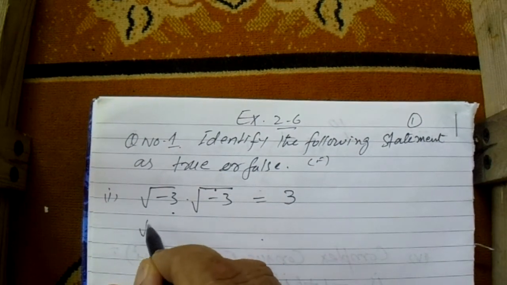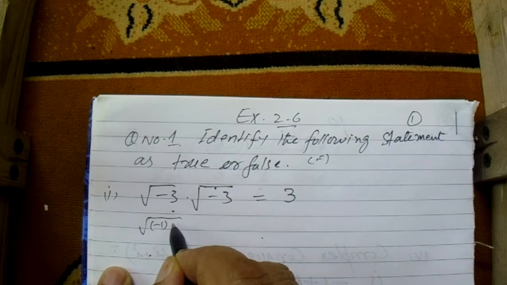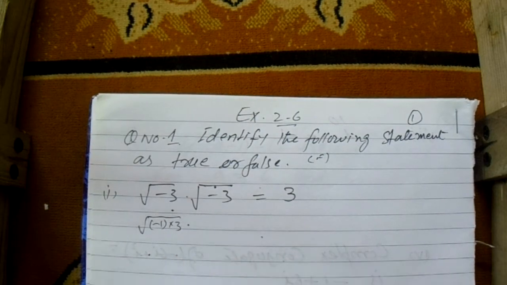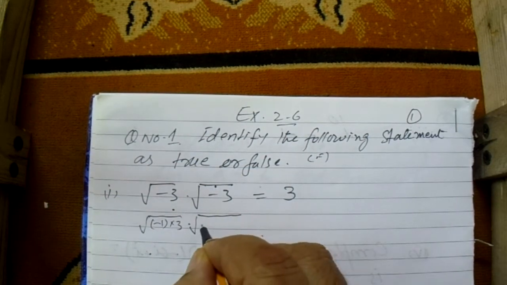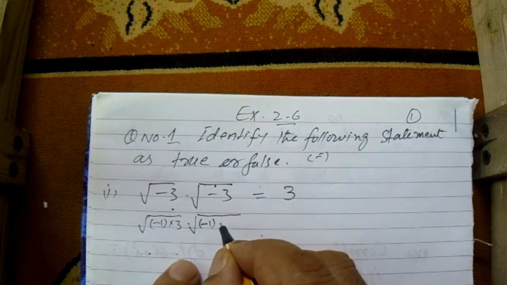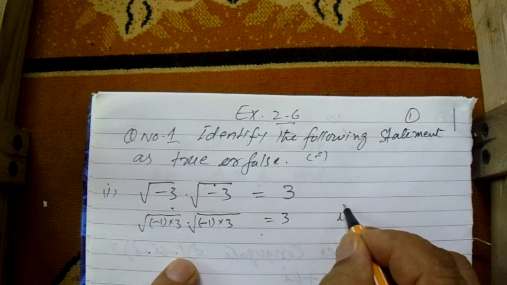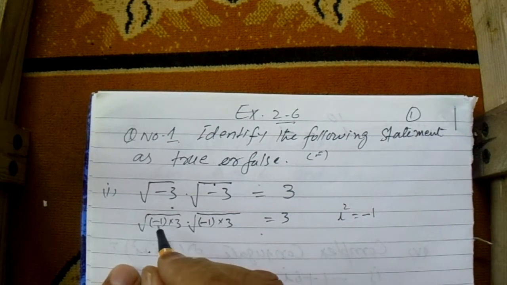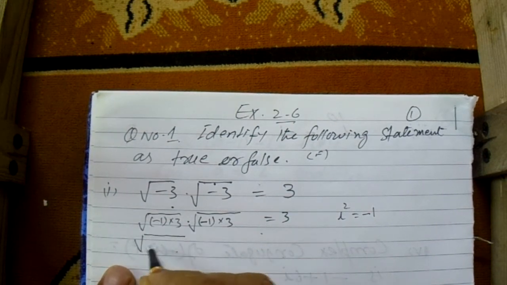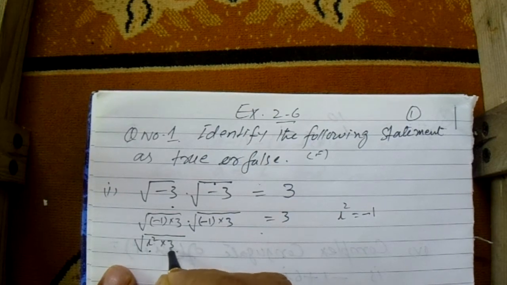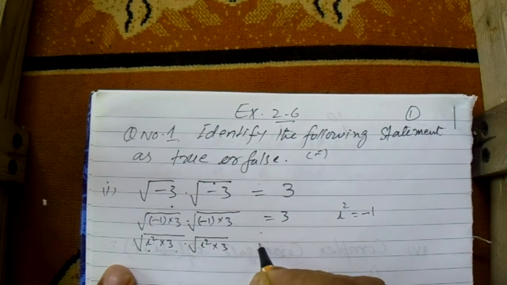Now under root minus 3, we write this as under root minus 1 multiplied by 3. Here also we write under root minus 1 separately, multiply by 3 is equal to 3. Now we know that iota square is equal to minus 1. We put iota square in here: under root iota square multiply by 3, and here also under root iota square multiply by 3 is equal to 3.